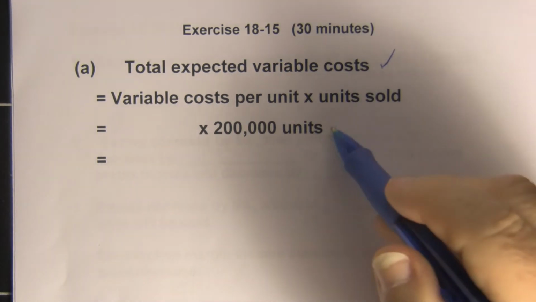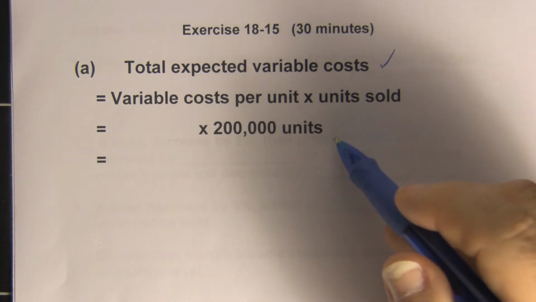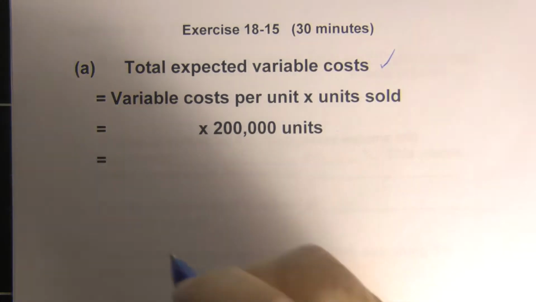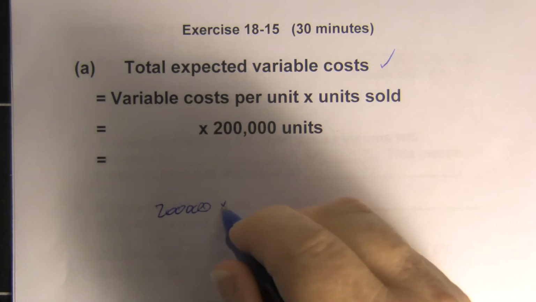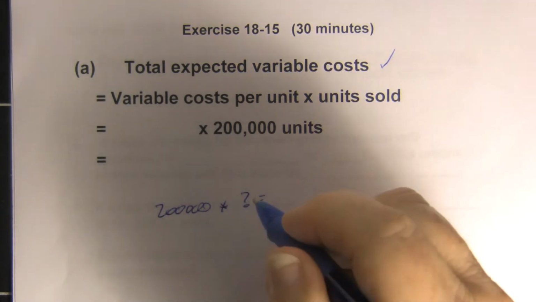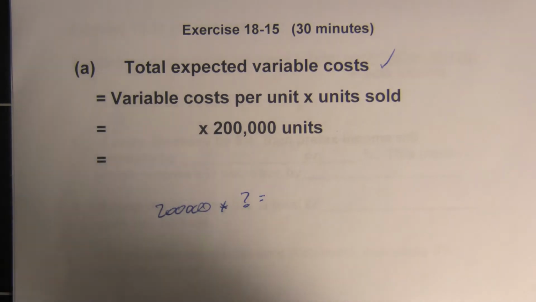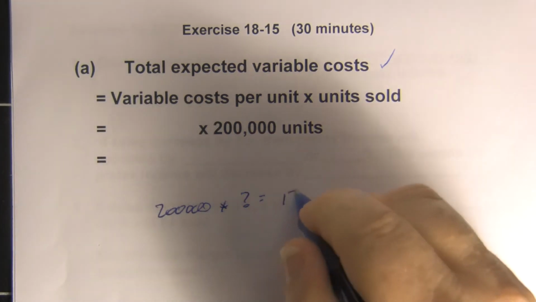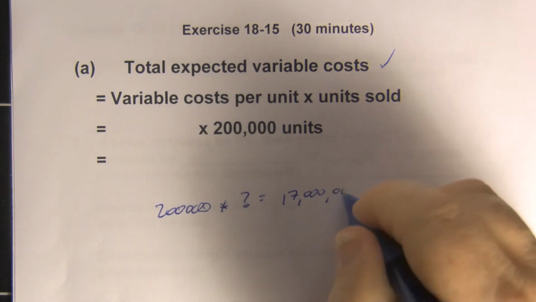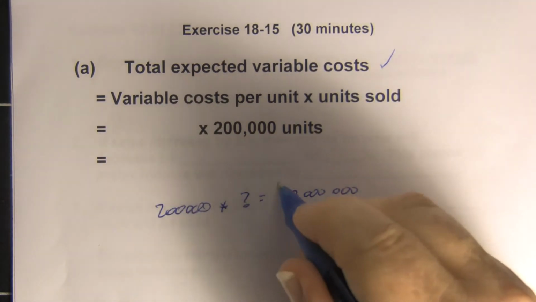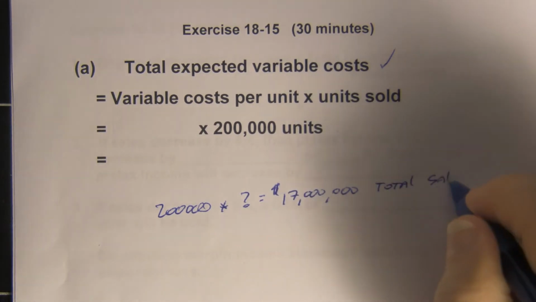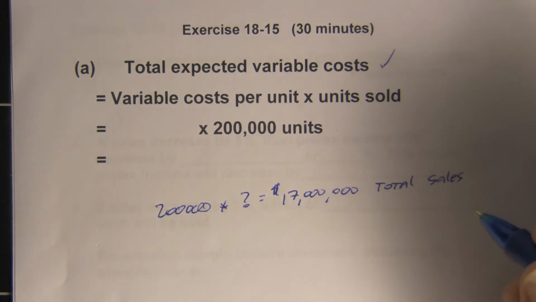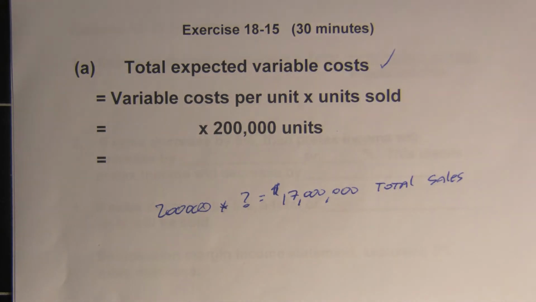Well, we know we're going to sell 200,000 units. And we know that 200,000 units times some number is going to give us 17 million in total sales. In total sales. They tell us that. So, how much is the variable cost per unit?